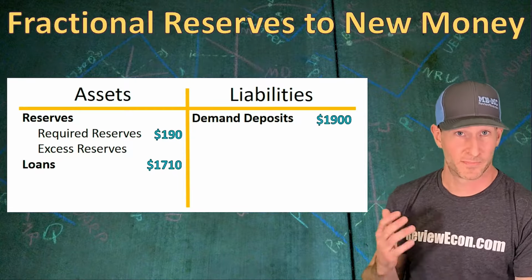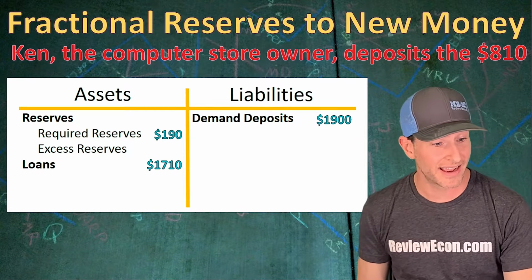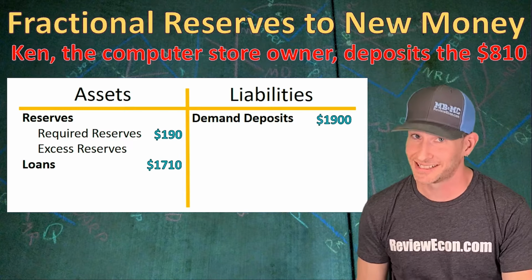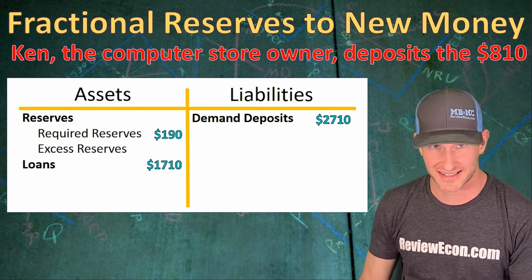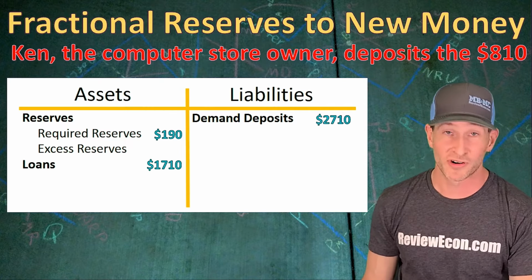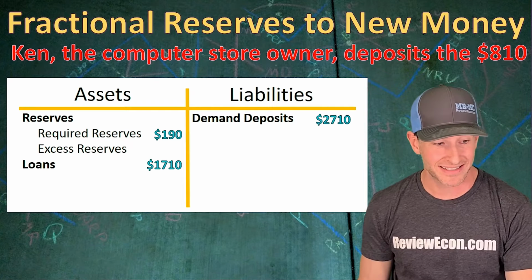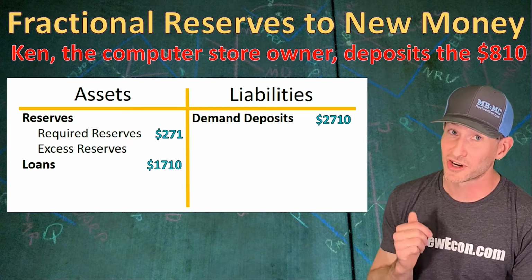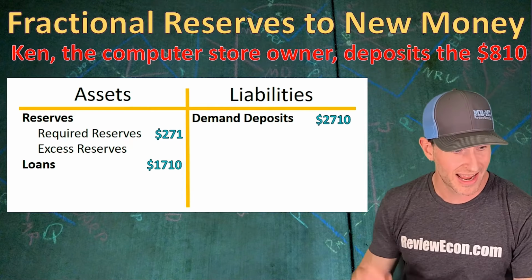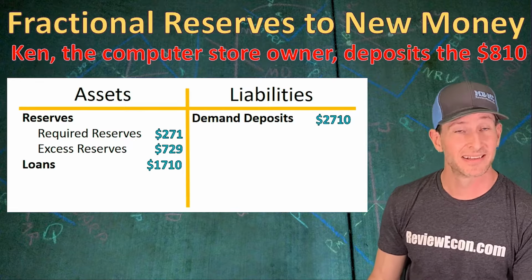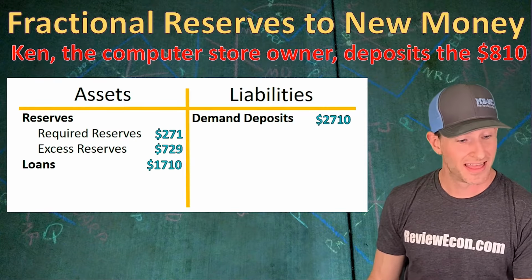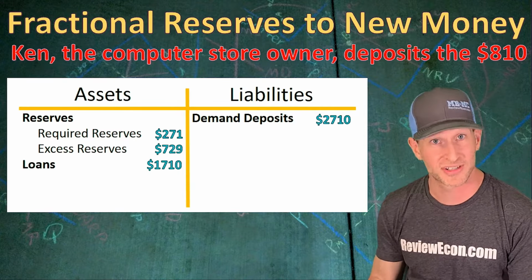Now Ken, the computer store owner, will take that $810 and deposit it in his checking account. That brings our demand deposits up to $2,710, and we will balance it out on the asset side by changing our required reserves to $271 and increasing excess reserves with the rest of that new deposit to $729. That $729 can of course now be loaned out.